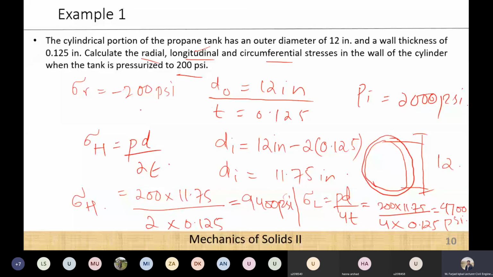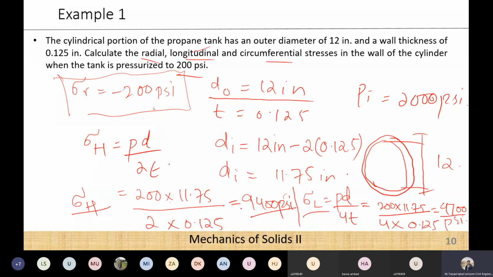stresses are neglected. So now you know the reason why it is neglected. If you look at these stresses, this hoop stress is 9400 psi. This longitudinal stress is 4700 psi, but this radial stress is only 200 psi. So the impact of this radial stress is very small compared to these two stresses.